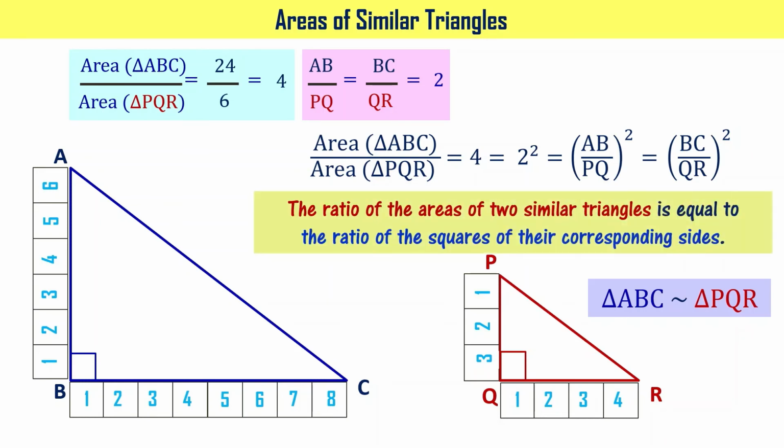This is what is called a theorem on areas of similar triangles. It is stated as follows. The ratio of the areas of two similar triangles is equal to the ratio of the squares of the corresponding sides. In this particular case, AB and PQ are the corresponding sides of triangle ABC and triangle PQR. That's why we could say that area of triangle ABC divided by area of triangle PQR equal to AB by PQ whole square. The same is true with BC and QR. Those are corresponding sides. So area of triangle ABC divided by area of triangle PQR can be written as BC by QR whole square. Please note this point.